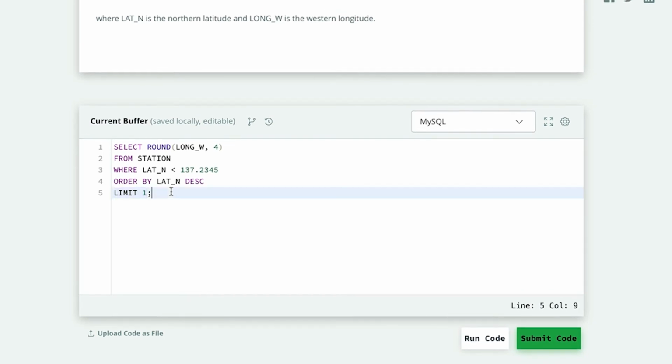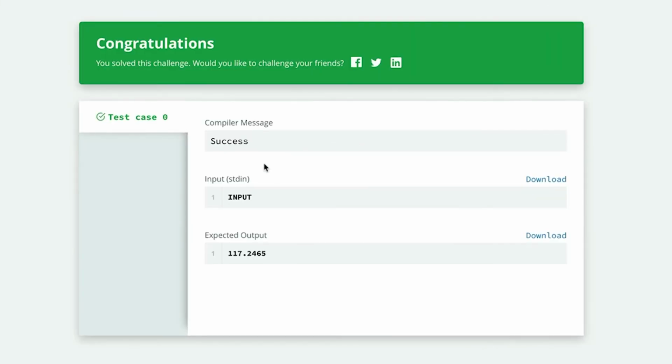So this question can be solved by using the query: SELECT ROUND(LONG_W, 4) FROM STATION WHERE LAT_N less than 137.2345 ORDER BY LAT_N DESC LIMIT 1. So our query is now ready. Let us check whether the query is correct or not. I have submitted the code and we can see the success message on the compiler. It means that our query is absolutely correct.